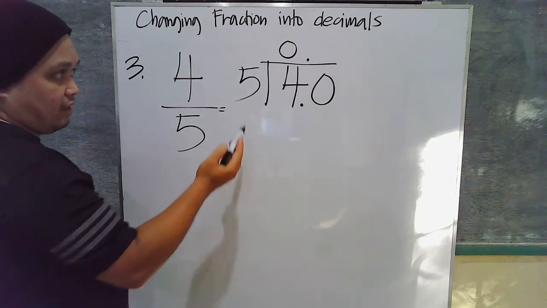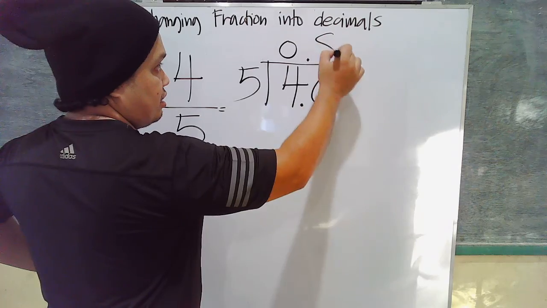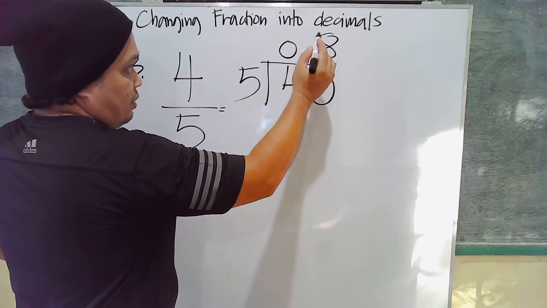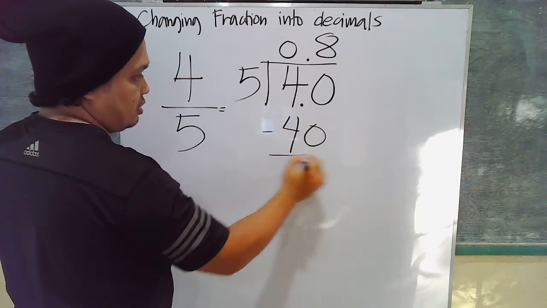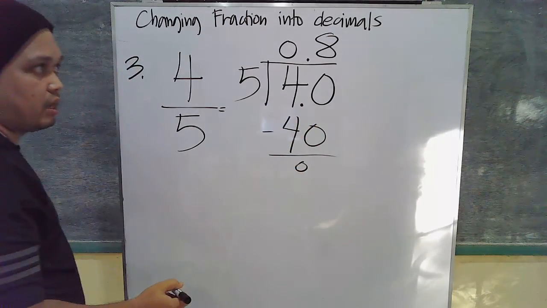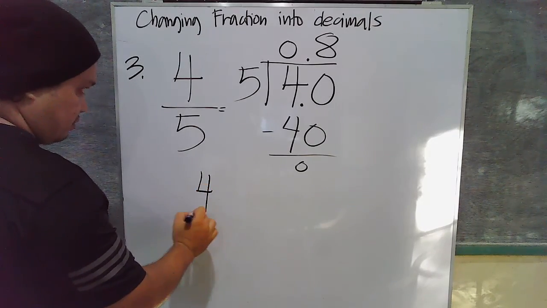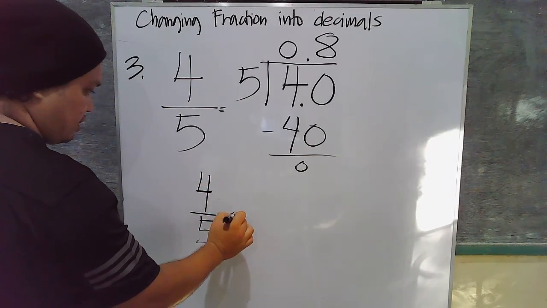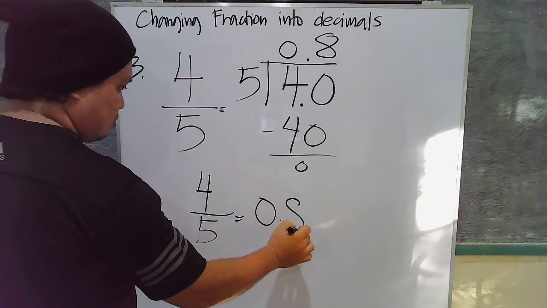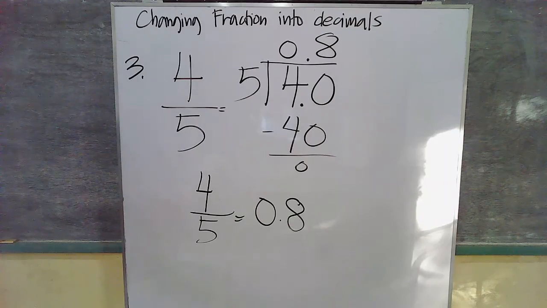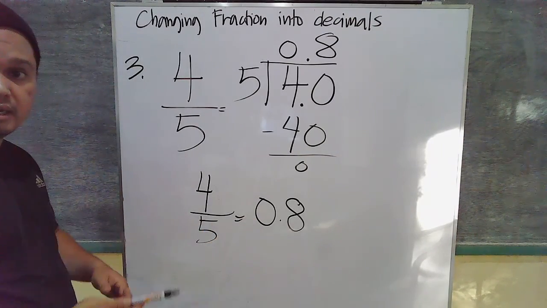Now how many 5s are there in 40? There's 8, so we have 8 here. Now 8 times 5 is 40. 40 minus 40 is 0. So we have 0.8. Therefore, 4/5 in fraction form is 0.8 in decimal form. So we have changed 4/5 into a decimal number.